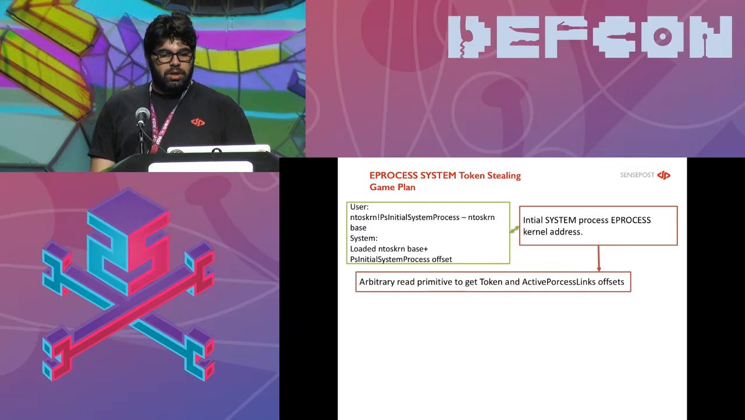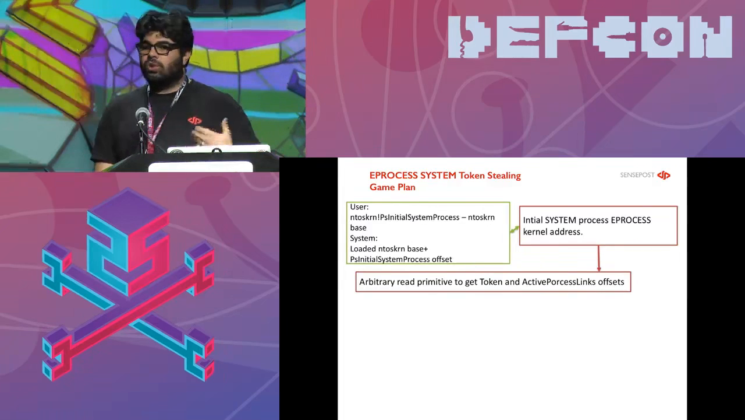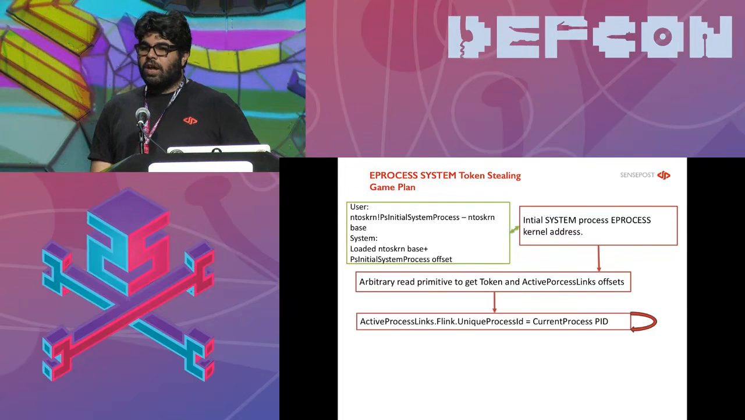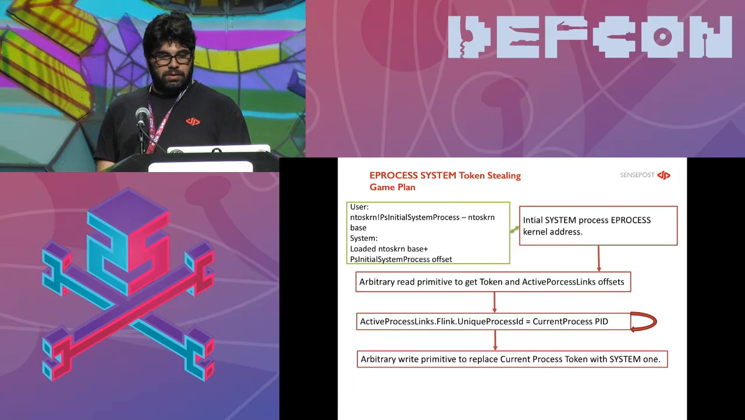mode. Then we use the arbitrary read primitive that we got to read the token of the system process, and move on to iterating over the active process links until the unique process ID matches the current process ID, and use the arbitrary write primitive to just replace our current process token with the system one, effectively gaining elevated privileges.